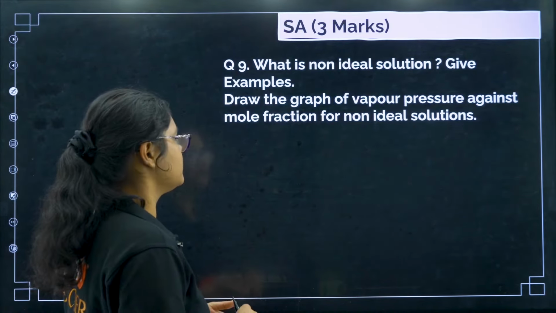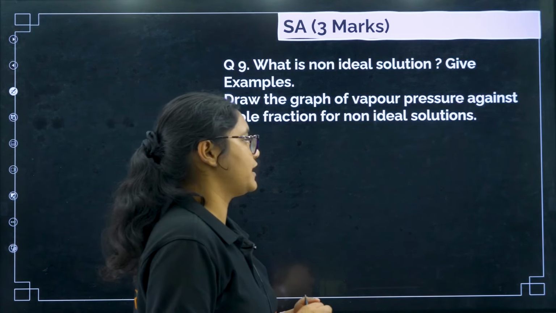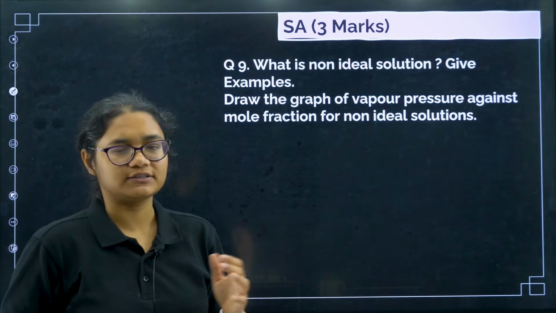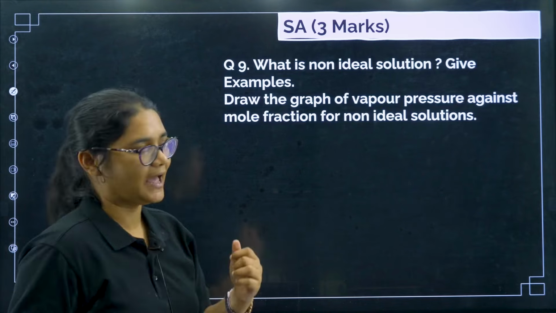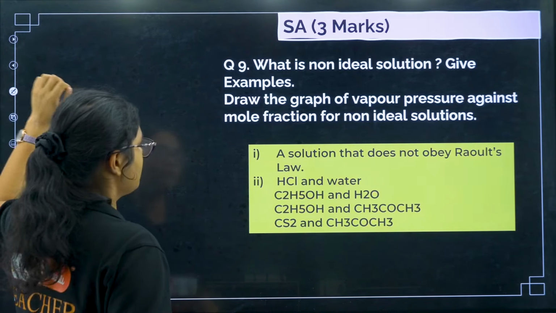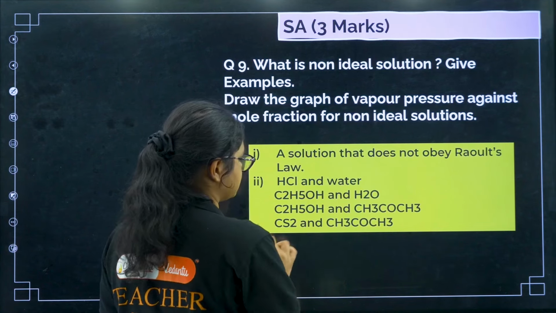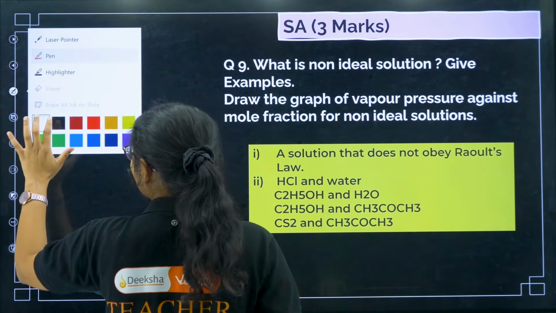What is non-ideal solution and give examples? Draw the graph of vapor pressure against mole fraction for non-ideal solutions. So yes, non-ideal solution is one which does not obey Raoult's law, and in the graph you have positive deviation and negative deviation. So you can draw. This does not obey Raoult's law. Here examples are there: HCl plus water, C2H5OH plus water.